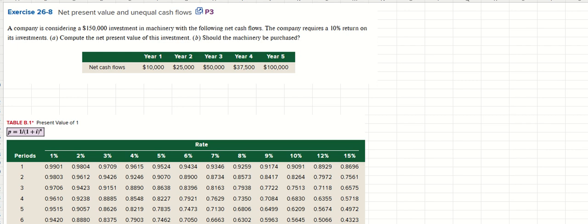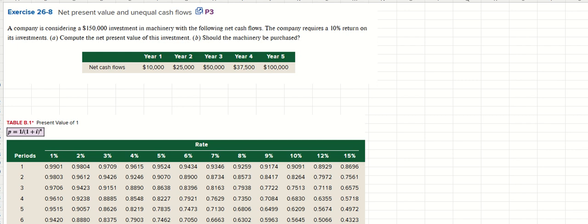From this investment, they have come up with some cash flows that could possibly be generated. We can see here that for years 1 through 5, we have unequal cash flows that they are planning to generate from this investment. So this is all hypothetical. This is a future goal.